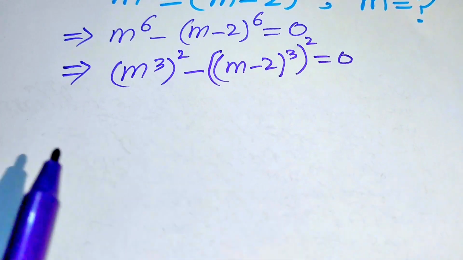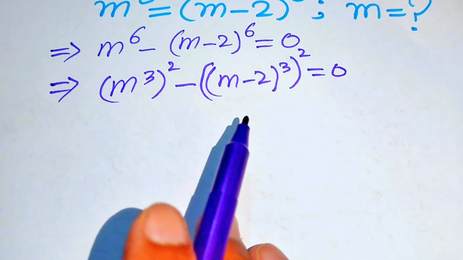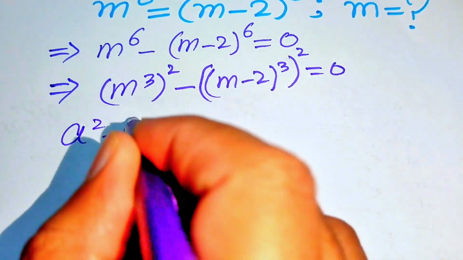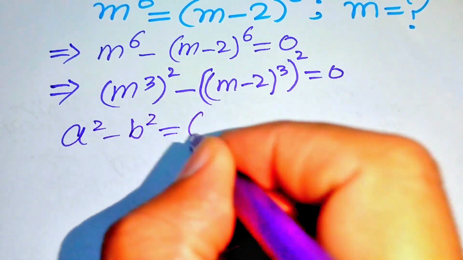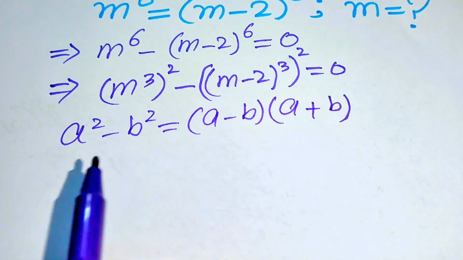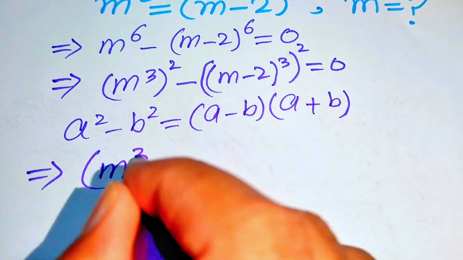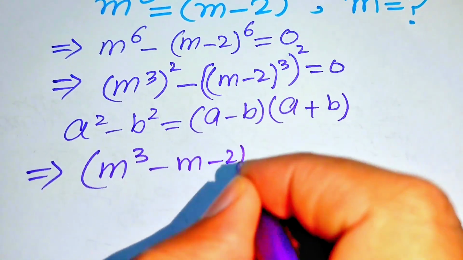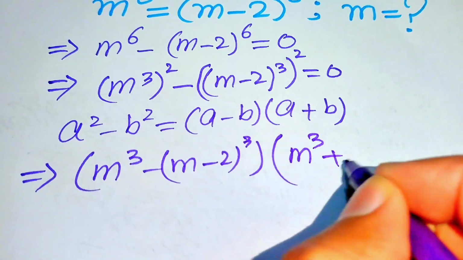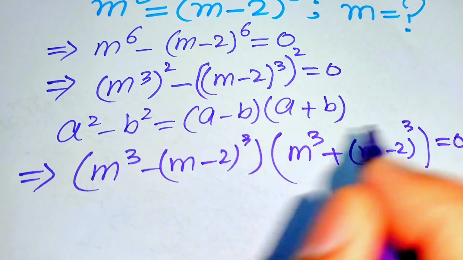So in the next step, you see here we have (m cubed) squared minus ((m minus 2) cubed) squared equals 0. So we have a nice algebraic identity: a squared minus b squared equals (a minus b) times (a plus b). So here we use this identity on the above term, and it will be written as (m cubed minus (m minus 2) cubed) into (m cubed plus (m minus 2) cubed), and this whole equals 0.